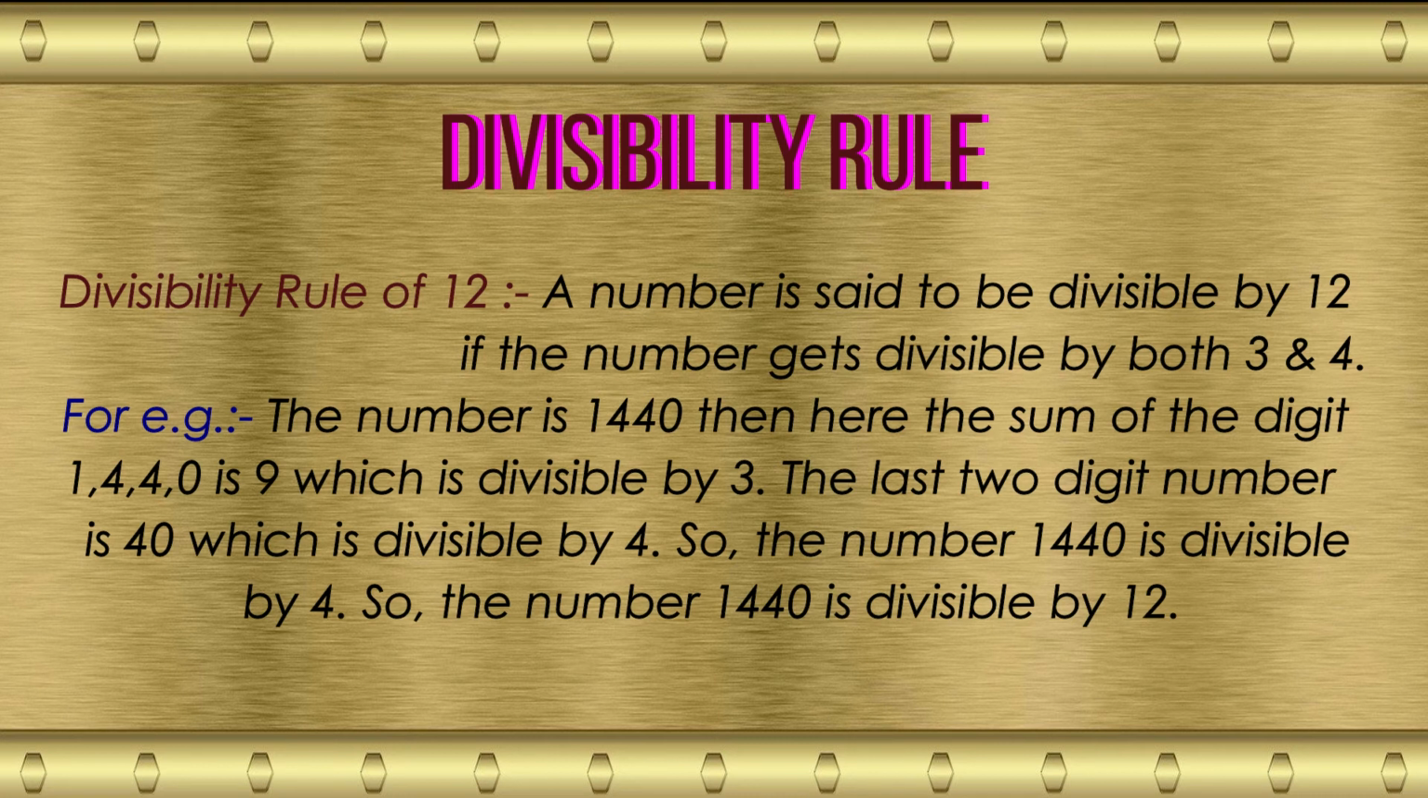So here in this case also, the sum of 1, 4, 4 and 0 is what? 9. So this number 1440 is divisible by 3. The last 2-digit number we are getting is what? 40, which is divisible by 4. So the number is divisible by 4. Therefore, the number 1440 is divisible by 12 as it is divisible by both 3 and 4.